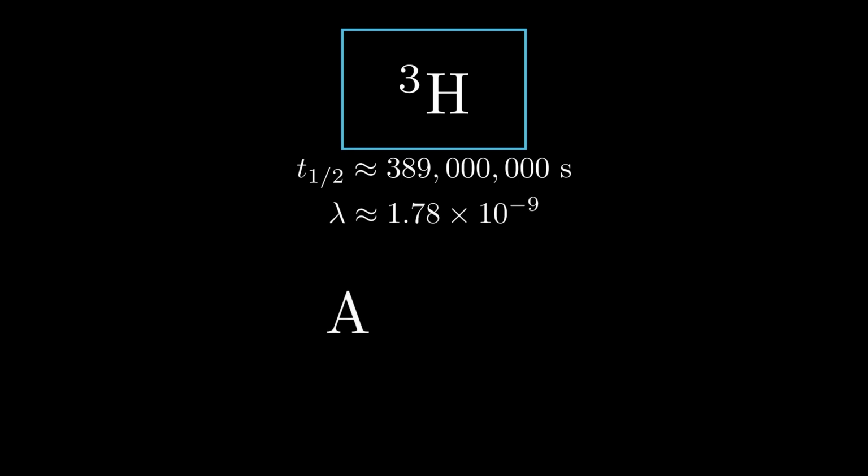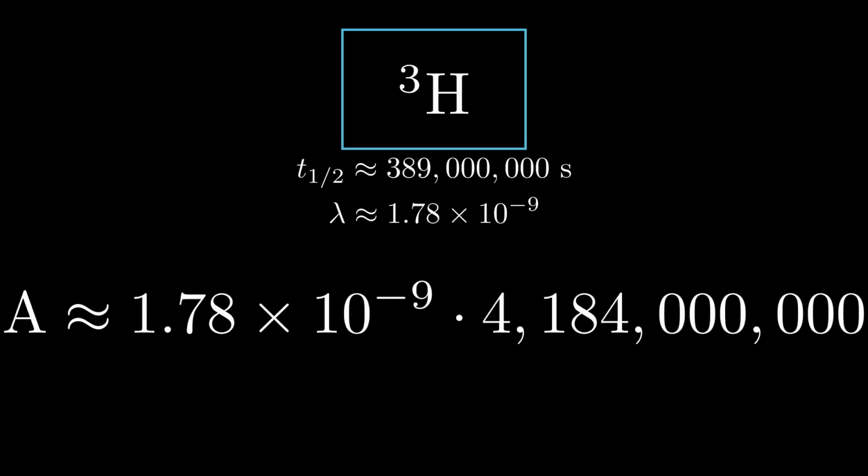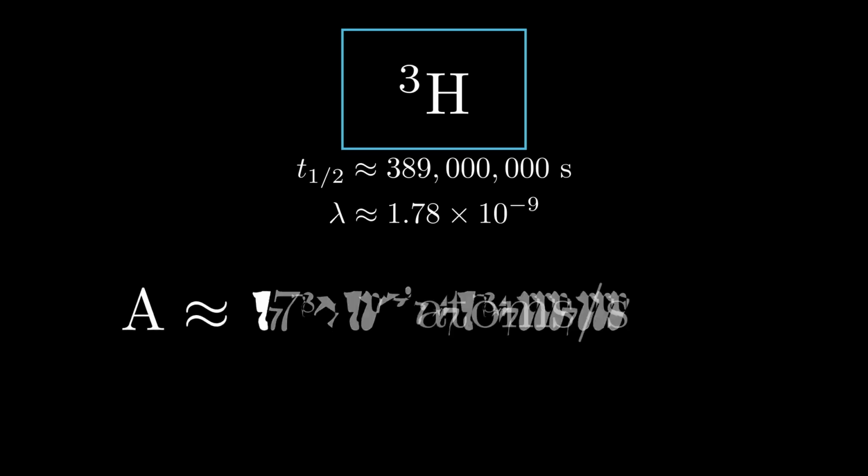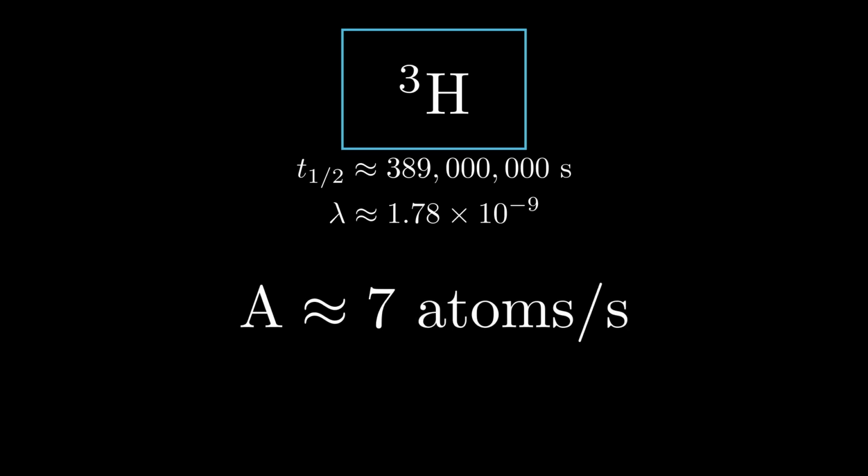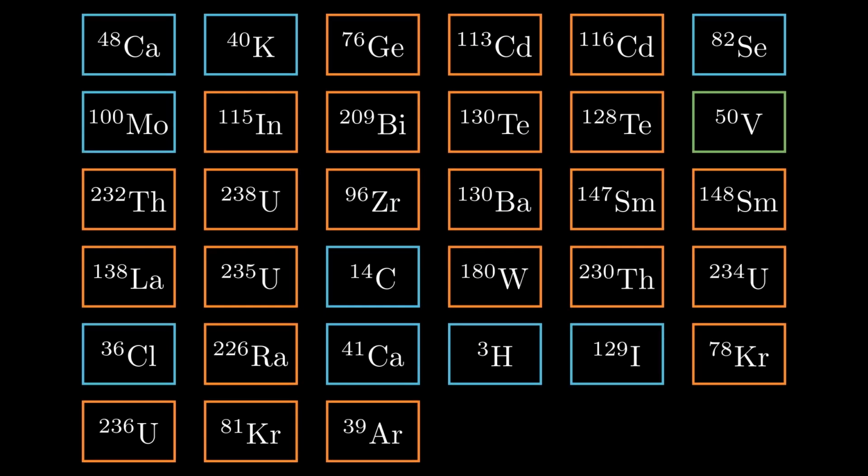The actual number of atoms that decay in a given period is called the activity. Finding it is as simple as multiplying the decay constant by the number of atoms in the sample. According to my analysis, there are about 4,184,000,000 atoms of tritium in the body. Multiplying that by the decay constant means about 7 tritium atoms decay per second. Now let's look at all 33 isotopes.